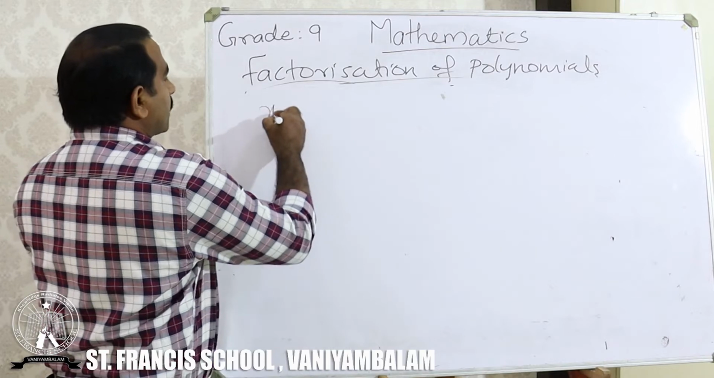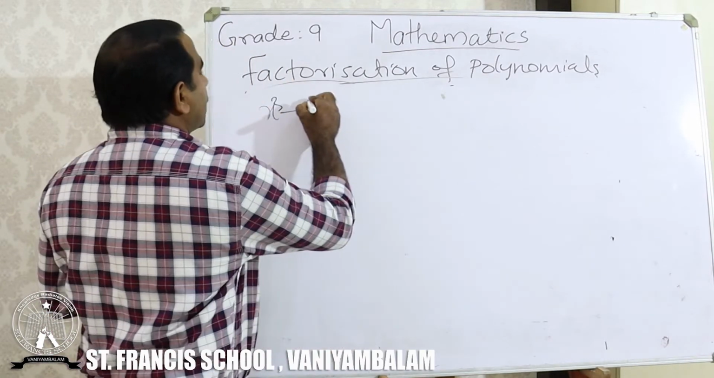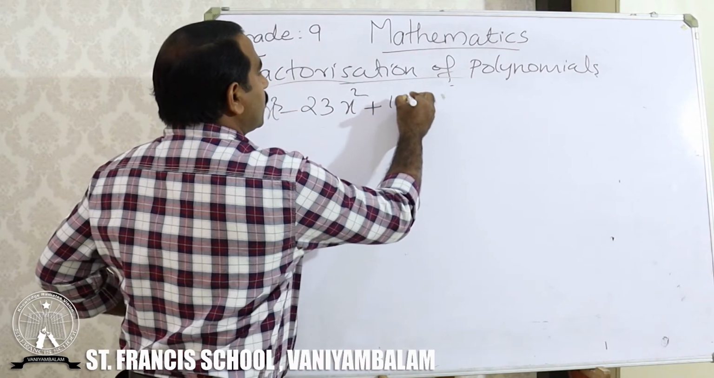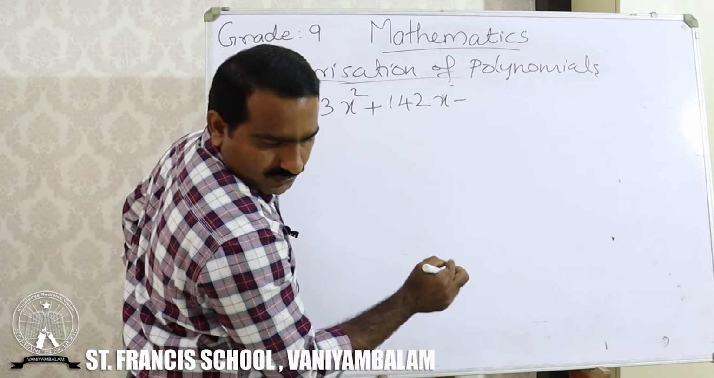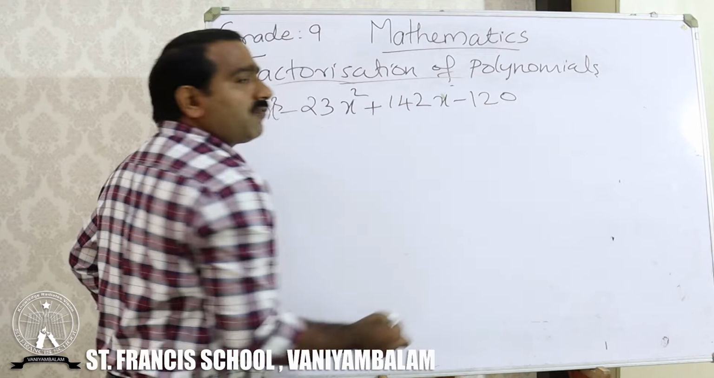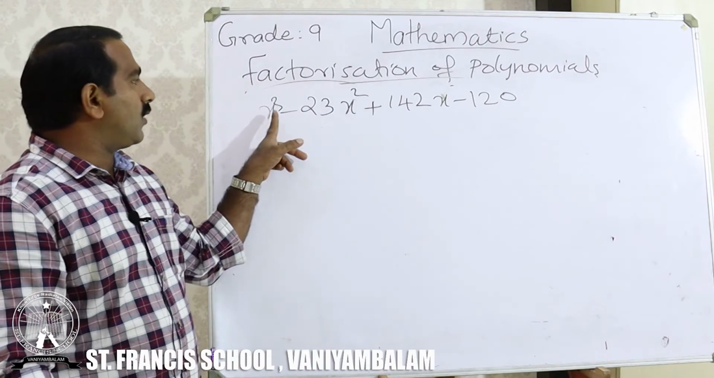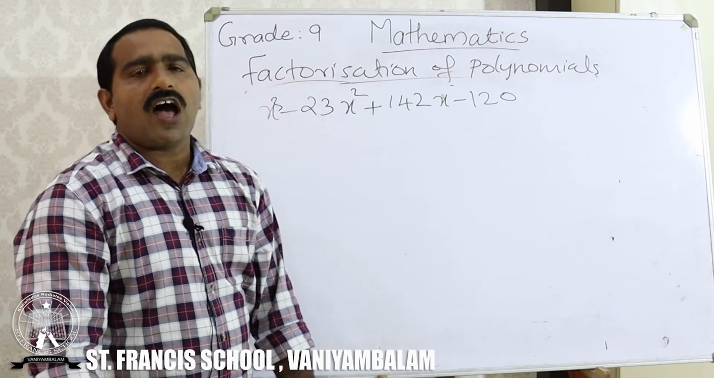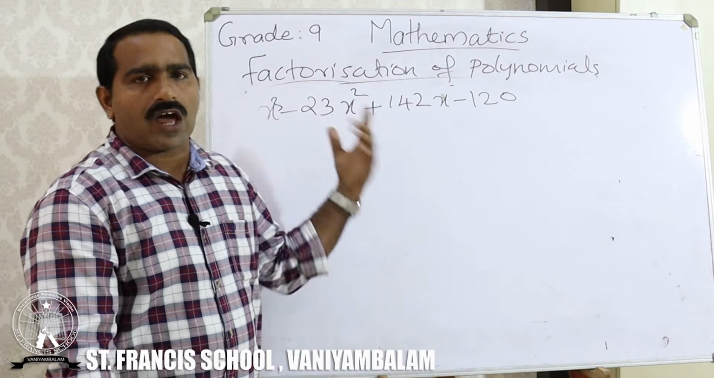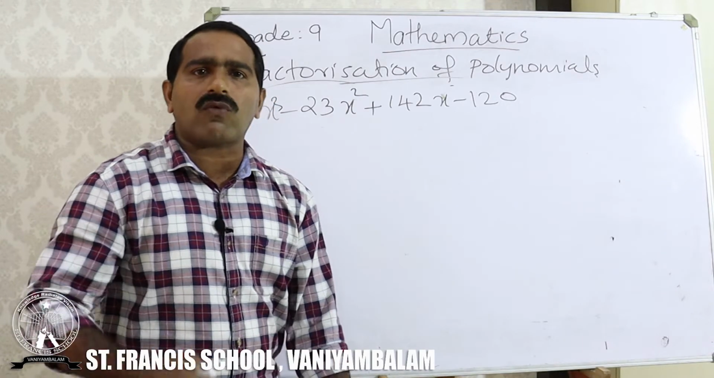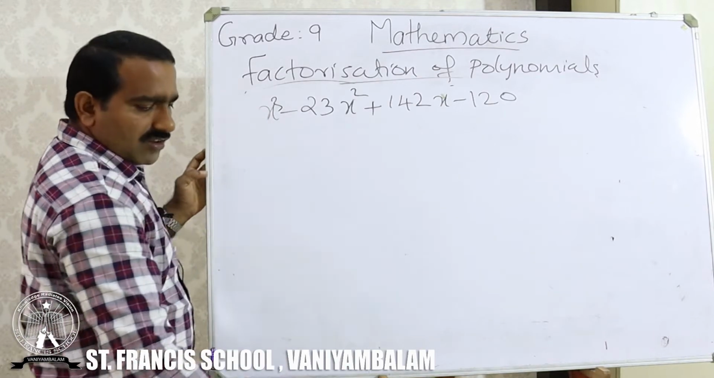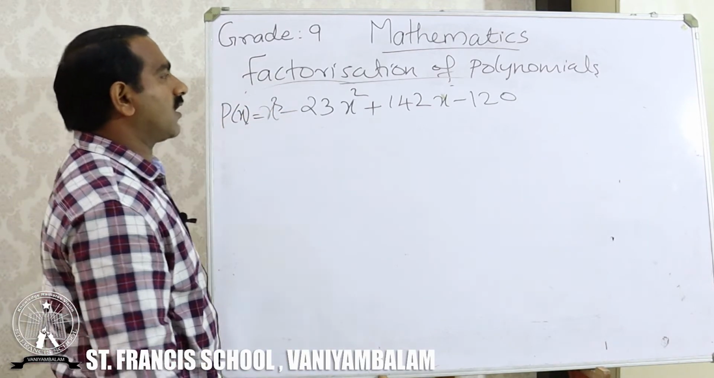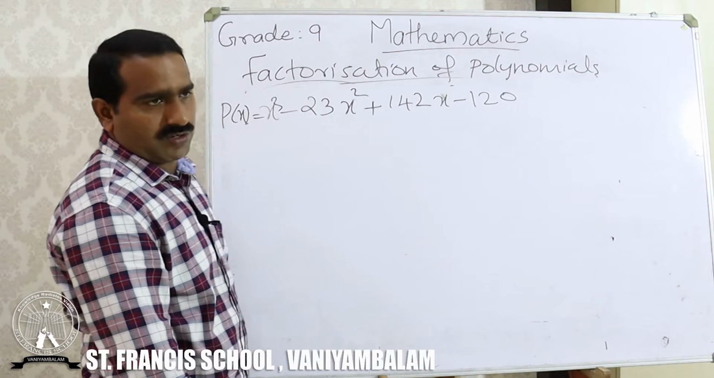Factorize x cube minus 23x square plus 142x minus 120. We have to factorize this polynomial. It is a cubic polynomial, degree 3. As you know, the splitting method is not appropriate to start with. So we need to find at least one factor. So how to find it? We are going to take it as p of x. P of x equals x cube minus 23x square plus 142x minus 120.